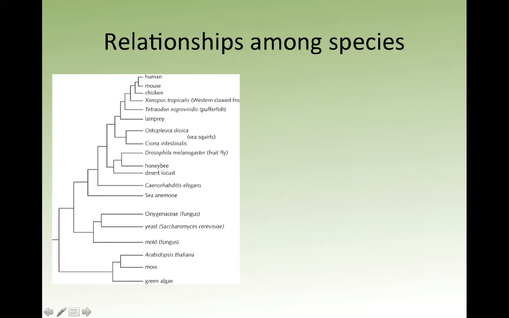You'll notice that all vertebrates are in the same clade, so they are all more closely related to each other than, say, the Eukaryotes or the sea squirts, right? Just as all the arthropods are more closely related to each other than they are to any of the chordates or Eukaryotes.